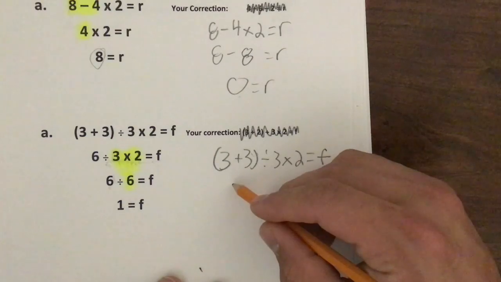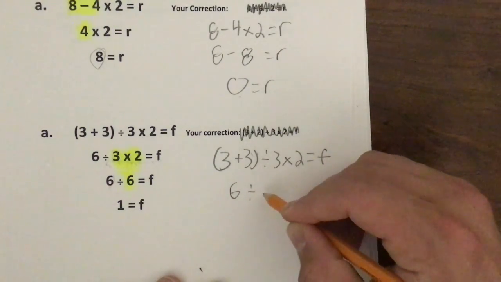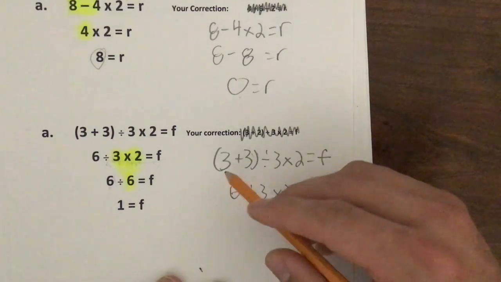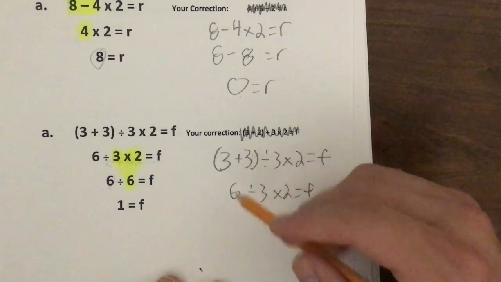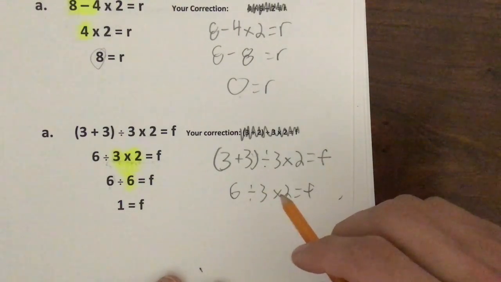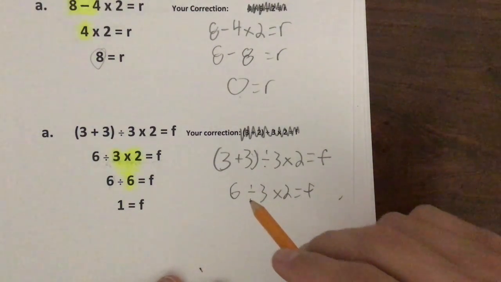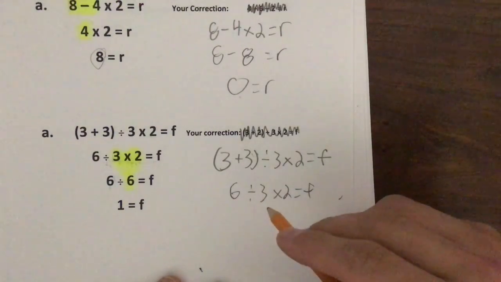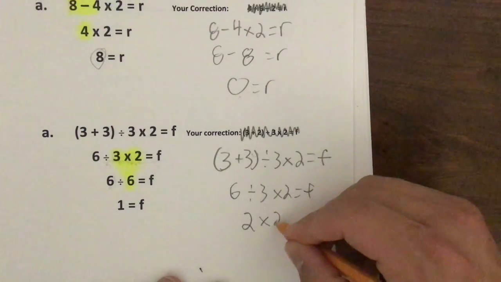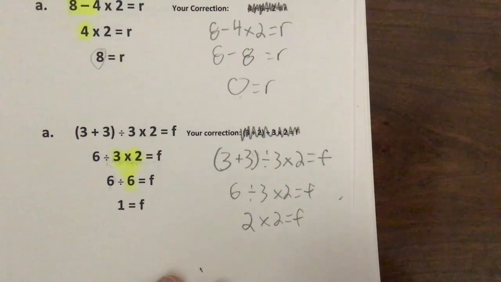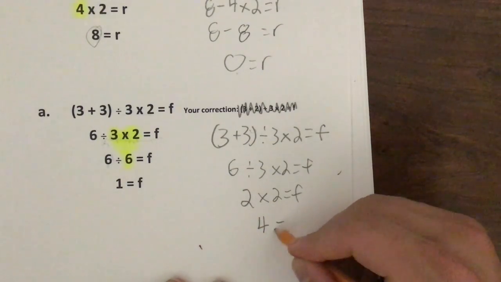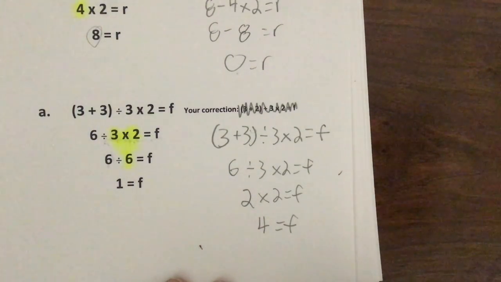Yes, this was correct, right? We do the parentheses first. So what I did here was I did 3 plus 3 in this parentheses, and I got 6, okay? But now, instead of doing 3 times 2 like I did over here, I need to do this first because it comes first left to right. So 6 divided by 3 is 2, okay? Times 2 equals f, okay? All right, 2 times 2 is 4, so f equals 4.